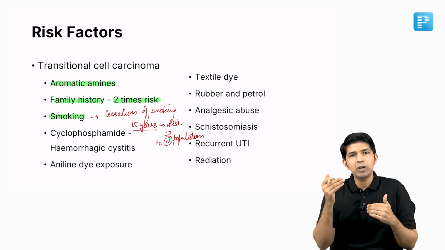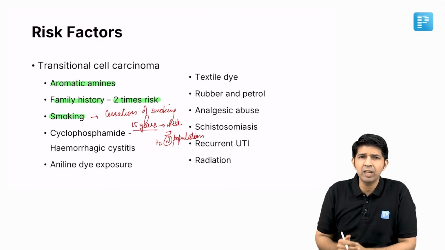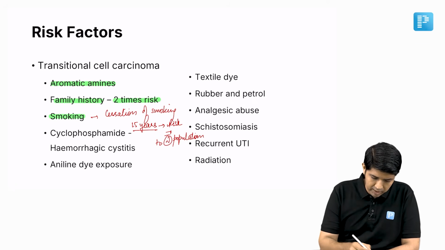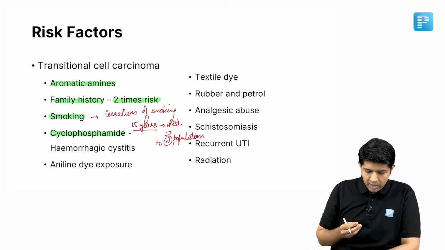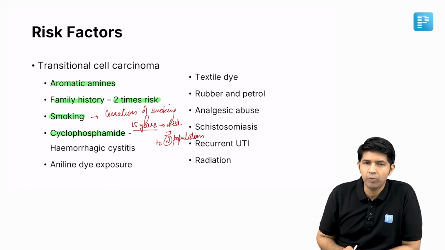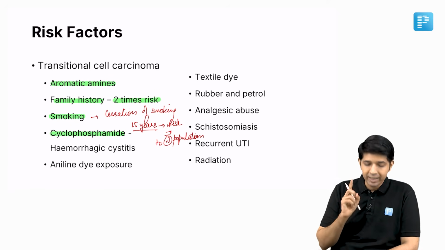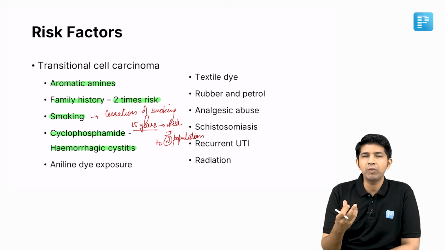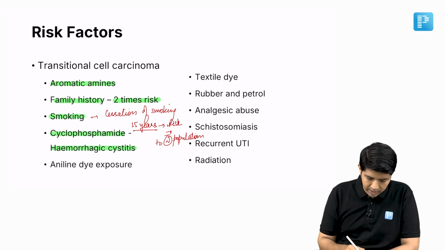So if that risk has to come back to that of a general population, then you have to stop smoking for at least 15 years. Second is if the patient is on certain chemotherapeutic drugs such as cyclophosphamide. Cyclophosphamide can cause hemorrhagic cystitis. Now this is again chronic inflammation, chronic irritation can lead to malignancy.